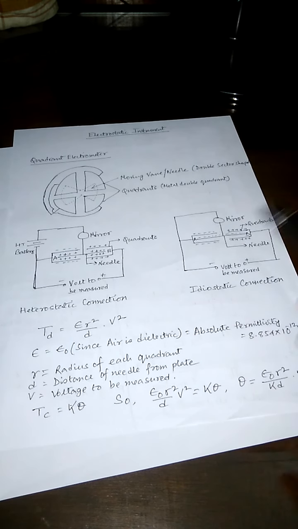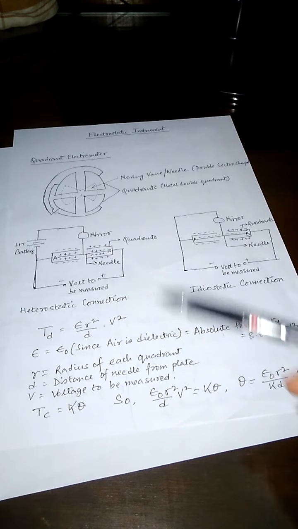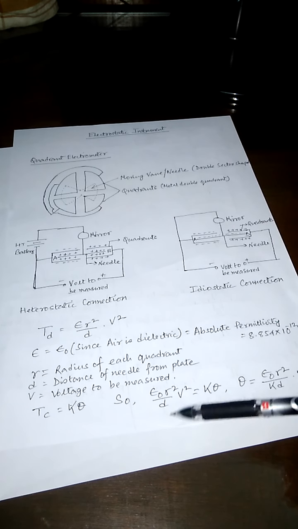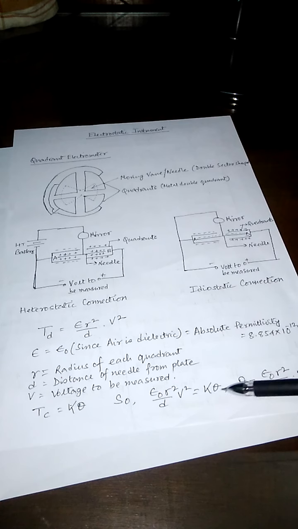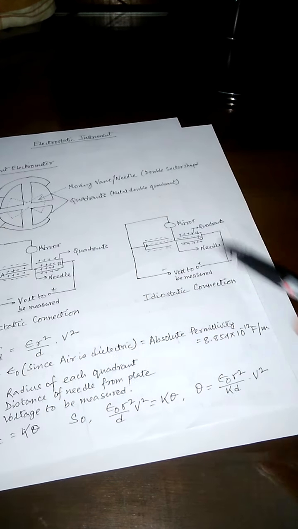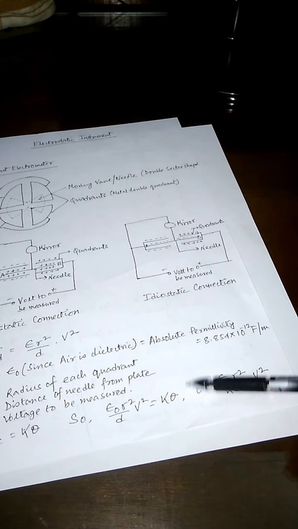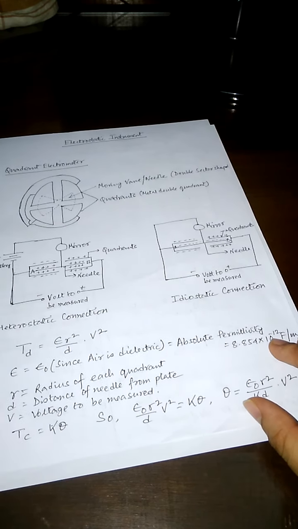In the steady state condition, Tc will be equal to Td. That means epsilon 0 r square by d v square equals k theta, and theta equals epsilon 0 r square by kd v square. From this notation we again see that theta, the angle of deflection, is directly proportional to the square of the applied voltage. That means it actually follows the square law response.